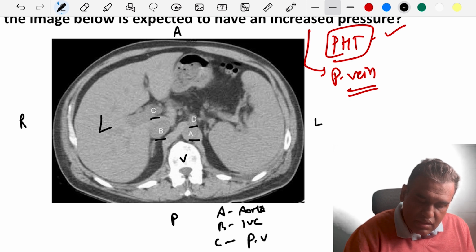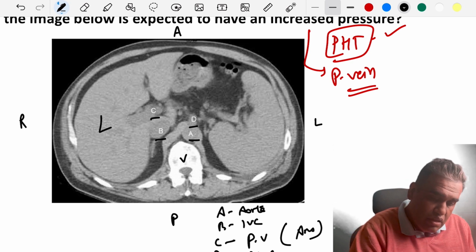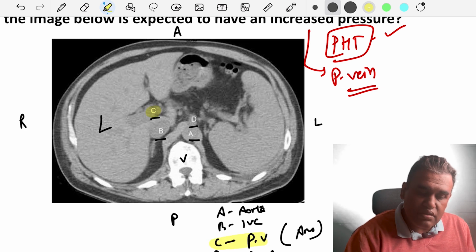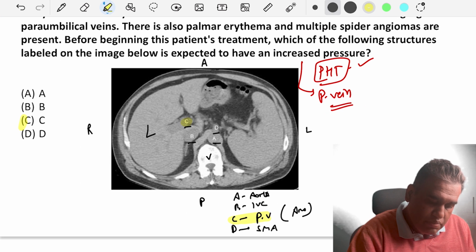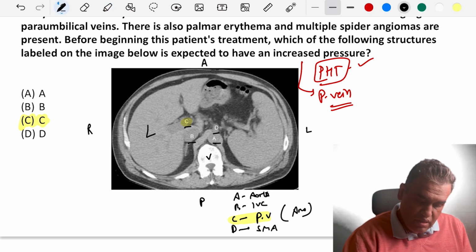C is the answer. Okay, D is a branch of the aorta, probably a superior mesenteric artery. Over here, the answer is option number C. That is the portal vein over here. This is the answer, option number C, the portal vein, as it was asking about the increased pressure.